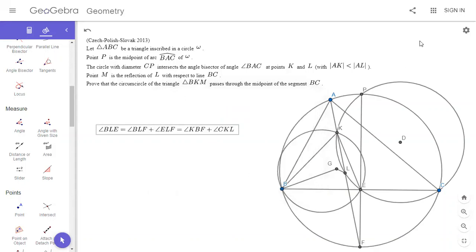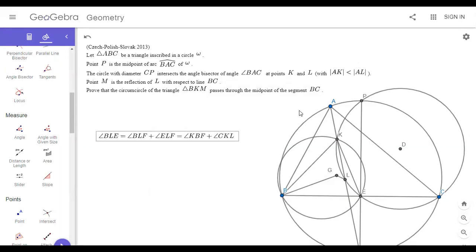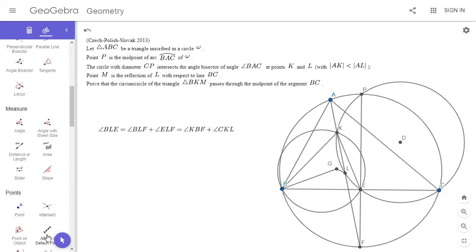Okay. Let me check the chat. All right, so BLE is 180 minus BK. All right, so Serdar has the complete write-up, so thanks for that. So I'm just going to copy it in.